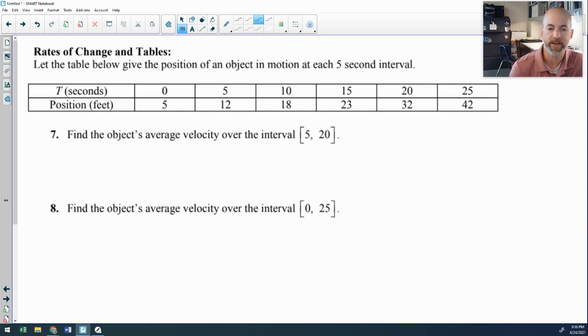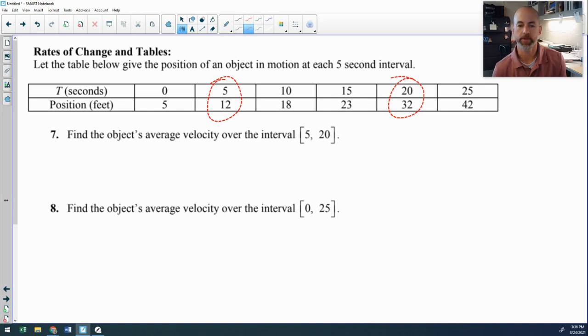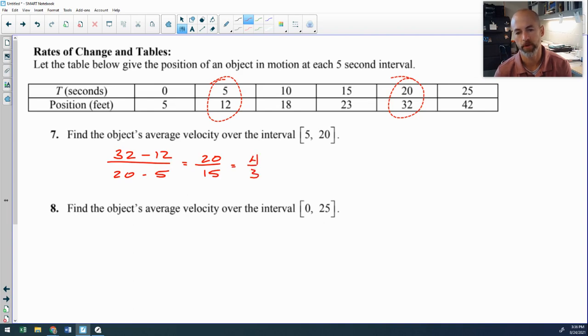Question 7 says, find the average velocity over the interval 5 to 20. Well, that's not too bad. 5 is here, 20 is here. To find the average velocity over that interval, we're going to do old-fashioned change in y over change in x. My position measurements are 32 and 12. My time values are 20 and 5. We'll just subtract those. 32 minus 12 is 20. 20 minus 5 is 15. That would reduce to 4/3. And units: on top, I subtracted feet. On bottom, I subtracted seconds. And there's your answer, 4/3 feet per second.